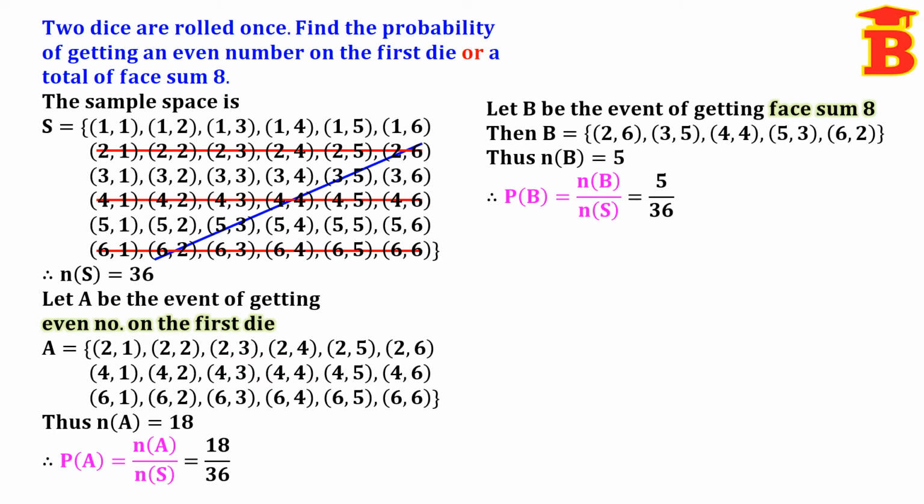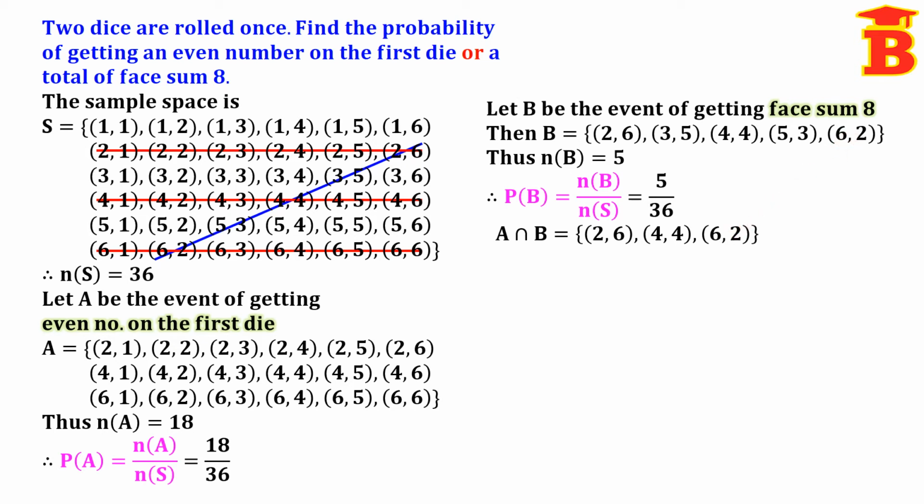Now we have to find the intersection. Here A intersection B equal to 2, 6, 4, 4, 6, 2. You check the elements given in the set capital A and B. See that 2, 6 is in capital A and also 2, 6 is in capital B. So the intersection is 2, 6. Similarly, we have 4, 4 here and also 4, 4 here. So take and write. Similarly, we have 6, 2 here and also 6, 2 here. So take and write 6, 2.